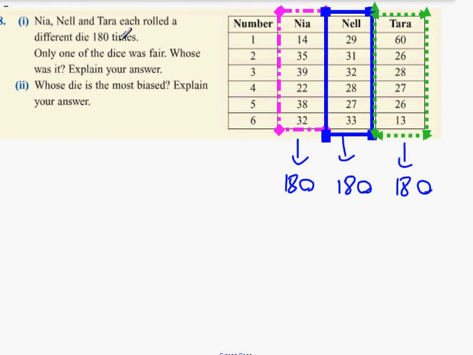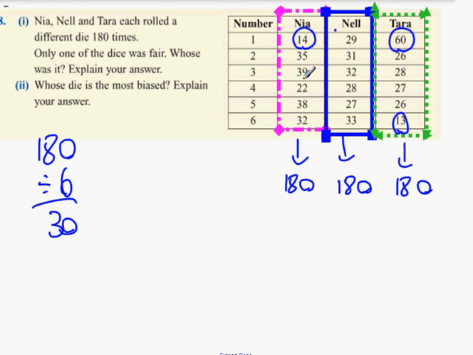Now, whose dice was fair? If you throw it 180 times, what is it on average you should get? For six possibilities, you should get 30. Which one is as close to 30 as possible? Neil's results are all very close to 30. Tara has a 60 and a 13, which means that her dice is definitely biased. And Nina has a 14 and a 39 and a 38. So we can obviously see that Neil's dice is the most fair in our opinion.